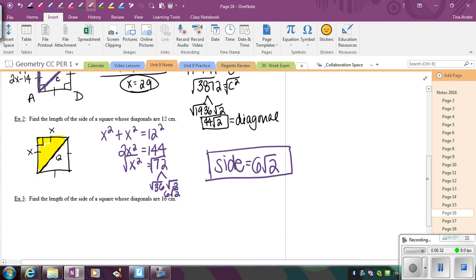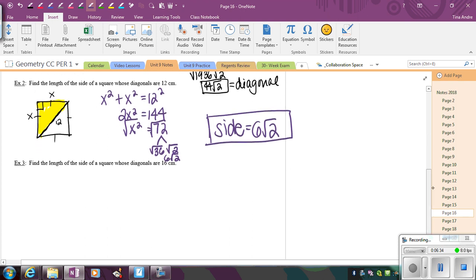And then this last example is pretty much the same idea. So you're finding the length of a side of a square whose diagonals are 16 centimeters. So here's my square. All four sides are equal. Again, I have all right angles. Let me go ahead and draw the diagonal in the other way just to show you that you can. So I could look at this diagonal. That's 16. And I know that these are x and x, so it could be exactly, again, the same process.